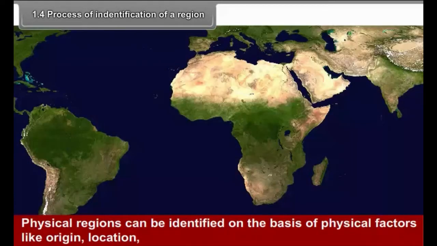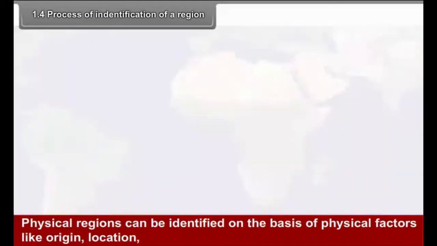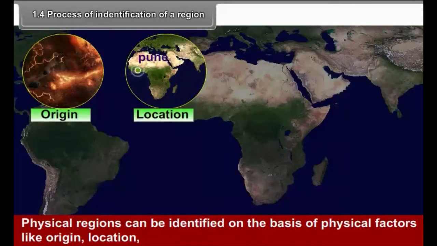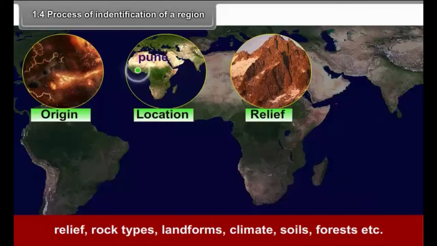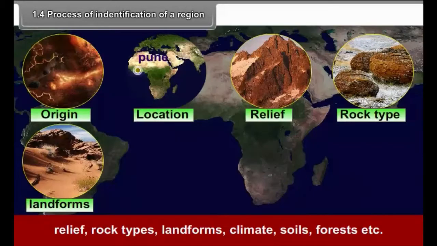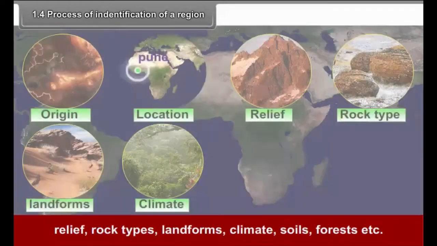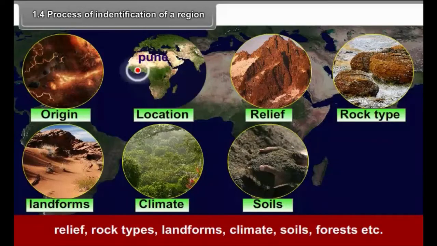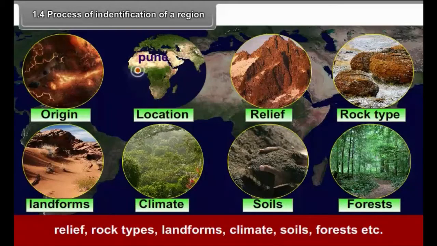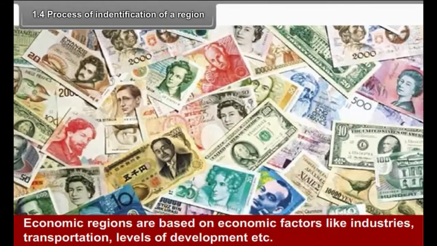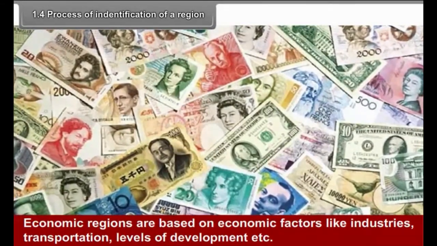Physical regions can be identified on the basis of physical factors like origin, location, relief, rock type, landforms, climate, soils, forest, etc.